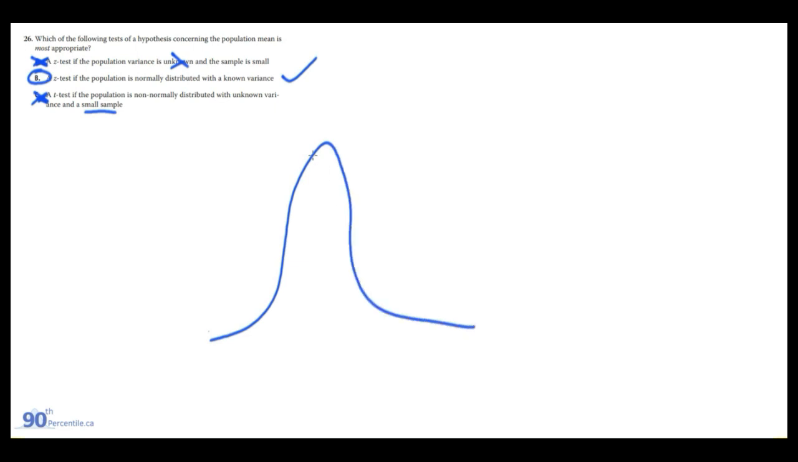Remember, with more degrees of freedom, it approaches this, which is a normal distribution, while with a small sample or small degrees of freedom, it looks something like this. So it's non-normally distributed.